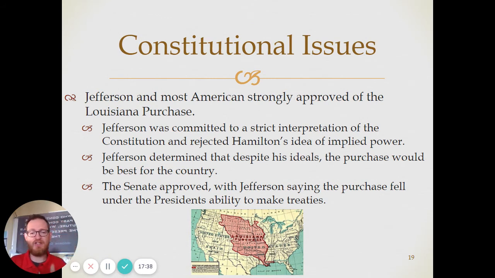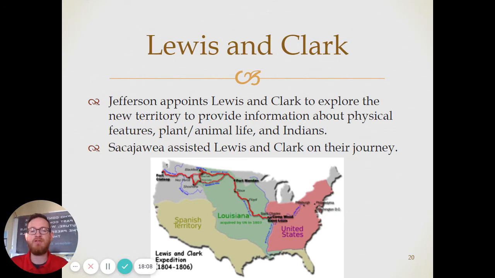Again, Jefferson and most Americans strongly approved of the Louisiana Purchase, and they liked the idea of that. Like I said, Jefferson had been committed to a strict interpretation of the Constitution and did not like the idea of implied power. And despite that, he goes ahead with what would be considered a loose constructionist view of the Constitution to make this purchase. The Senate would approve this purchase, with Jefferson saying that it fell under the president's ability to make treaties, which again, treaties have to be approved by the Senate. So that's how Jefferson was able to justify that.